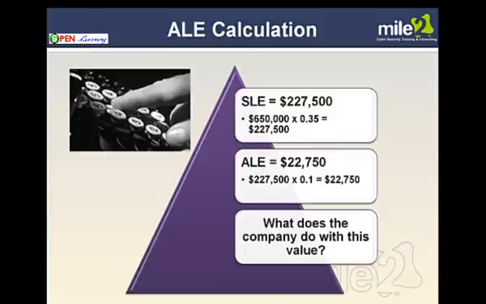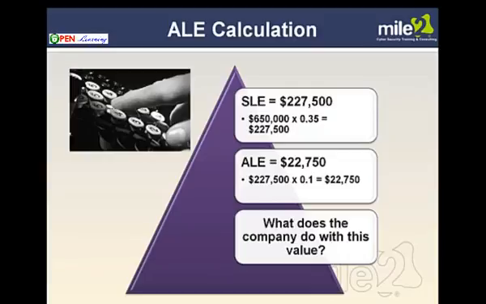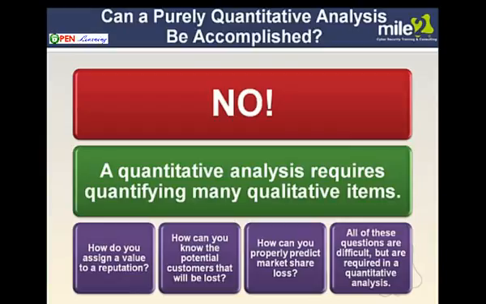I'm just showing you some various formulas. Let me back up one here. It's worth $650,000, tornadoes are expected once every 10 years, and damage 35% of the facility. They're playing with it and showing how you could plug in those values and see what you would lose potentially per year, the SLE, and then figuring out how often it's going to happen in different situations, and multiplying that out based on how often it occurs, and you end up with your annualized loss expectancy. You use this value to figure out how much you're going to spend or not to mitigate the risk.